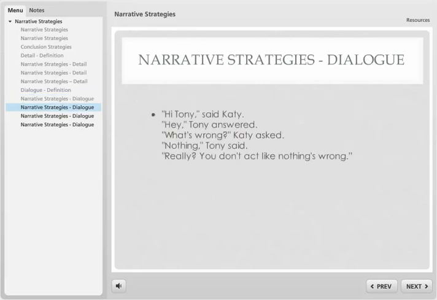Now, let's look at an example. In this example, we see a conversation between two speakers, Katie and Tony. Take note of the use of double quotation marks and indenting. Now, consider what we learned from this conversation. What is happening?